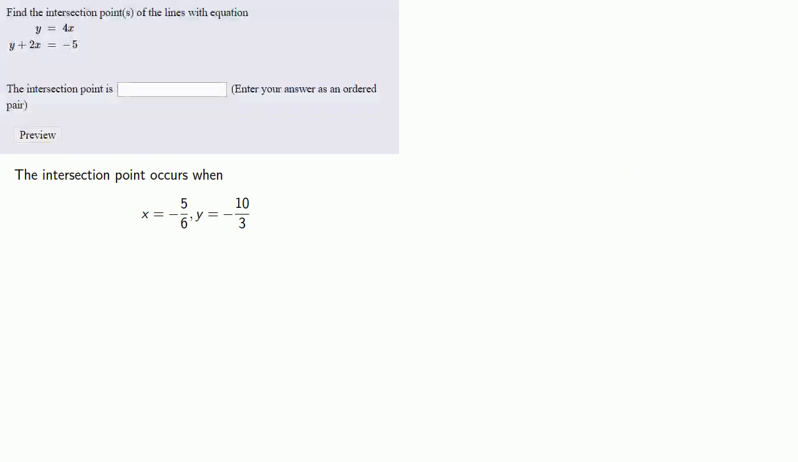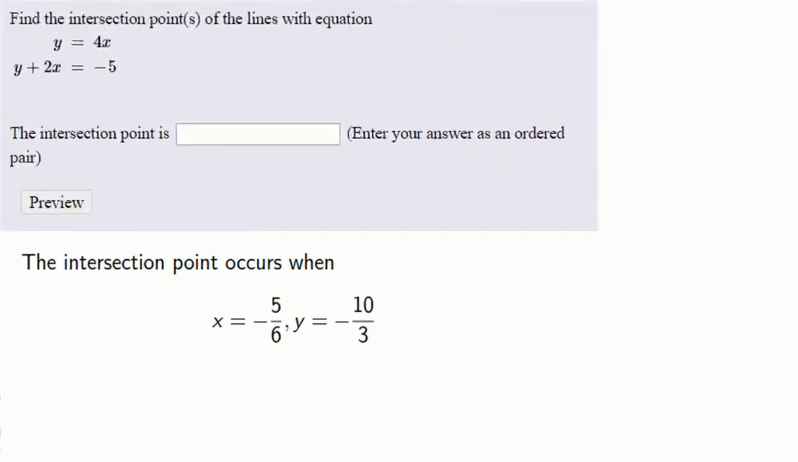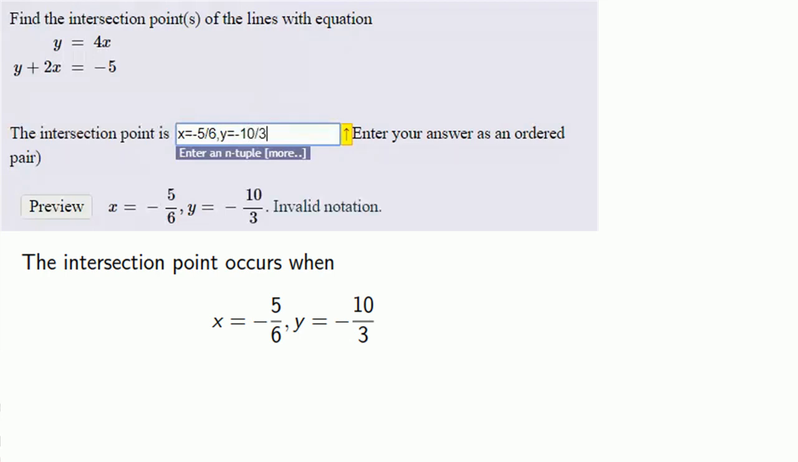So the important thing to remember about working with computers is that computers are stupid. They can't read your mind. They don't understand subtlety, sarcasm, or implication. And so the thing to remember when dealing with computers is it's not what you meant to say, it's what you actually write. So if you write this, the computer doesn't understand it. That's why it says invalid notation.